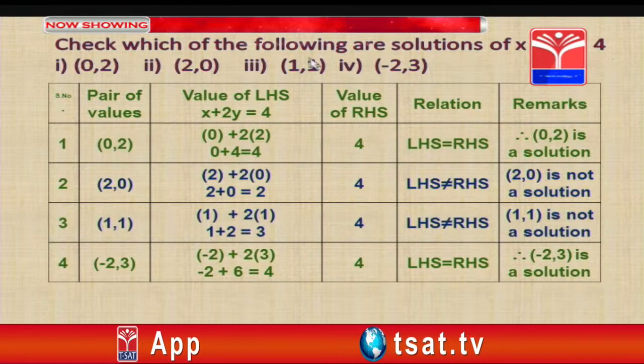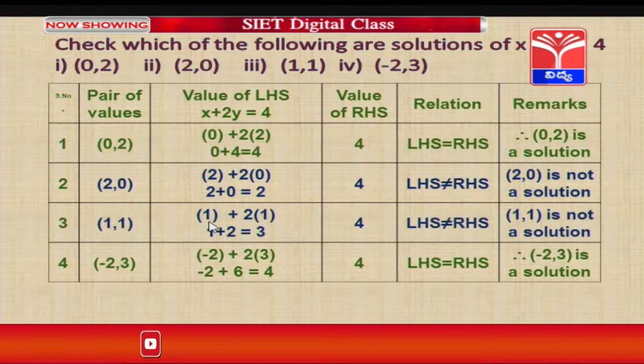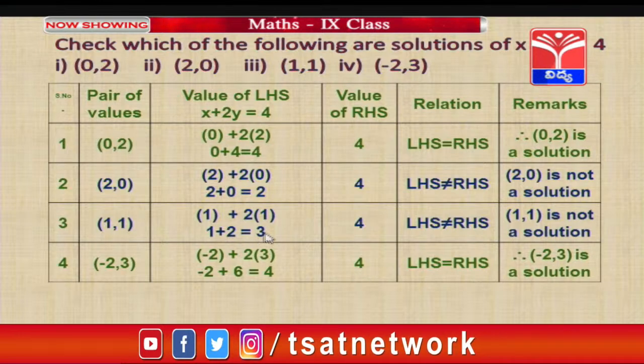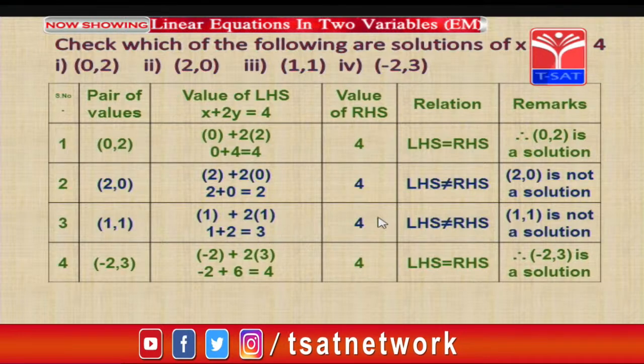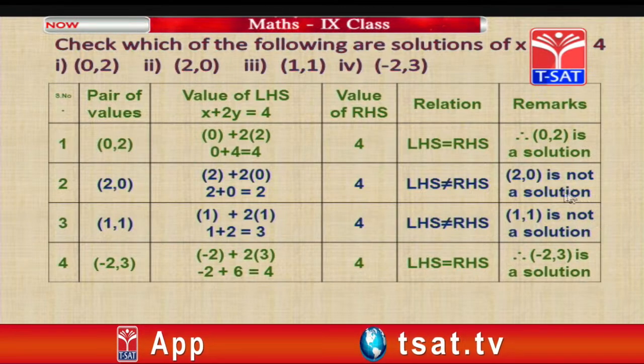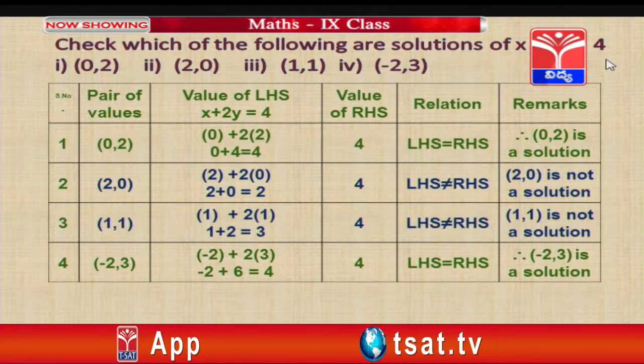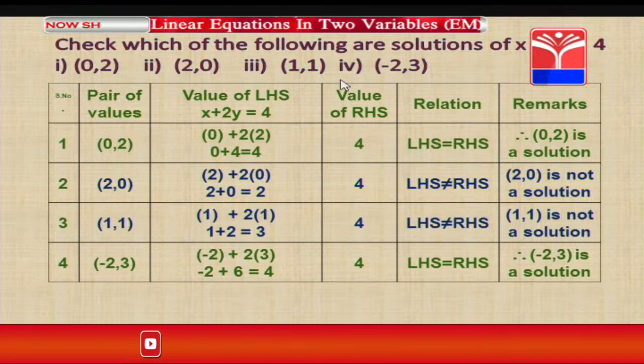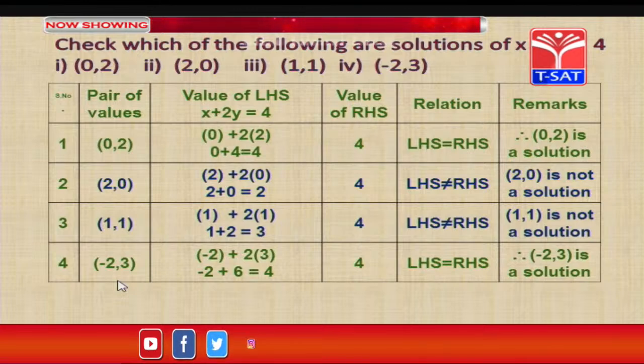Now, we will check for (1, 1). 1 in place of x, 1 in place of y. 1 plus 2 into 1 is 2, 1 plus 2 is 3. Again 3 is not equal to 4. That means LHS is not equal to RHS. (1, 1) is not the solution to the given equation. Are you clear, children?